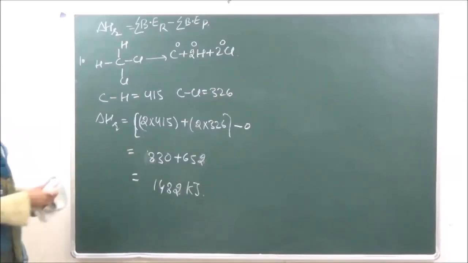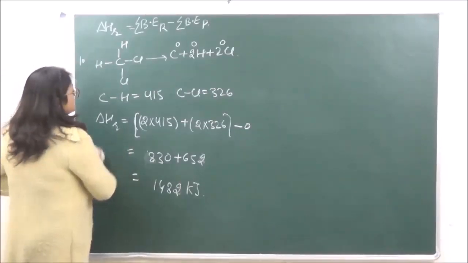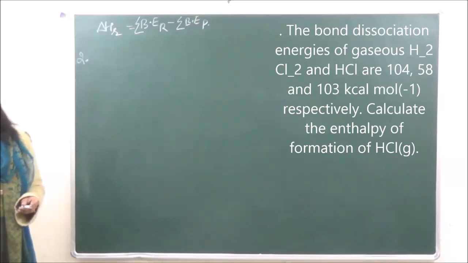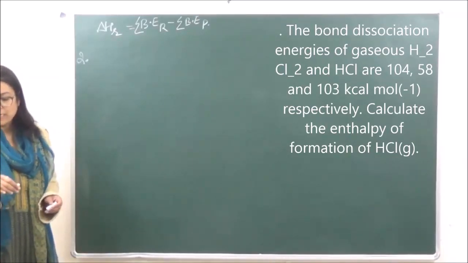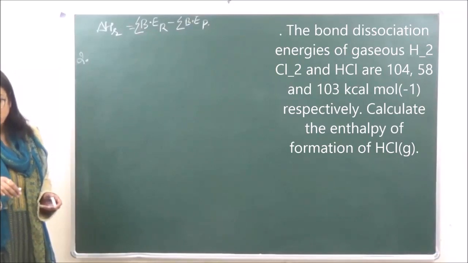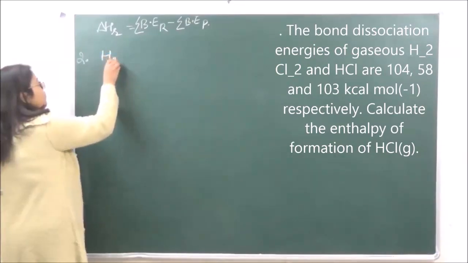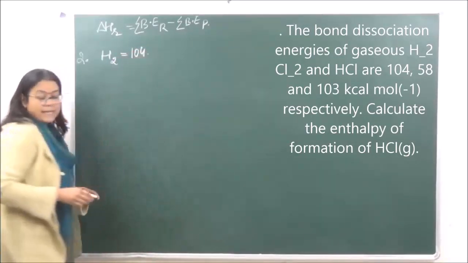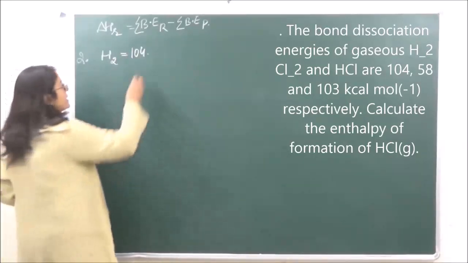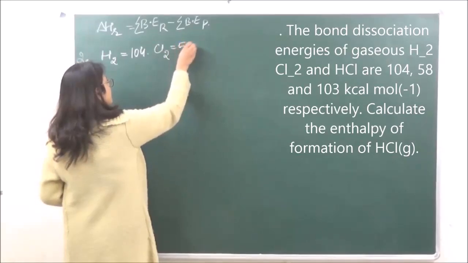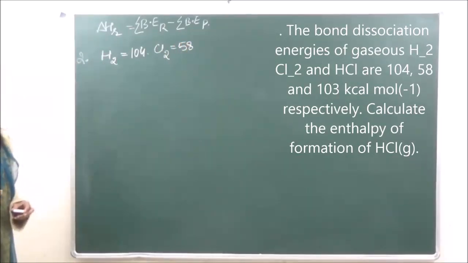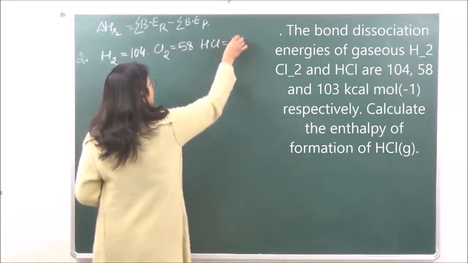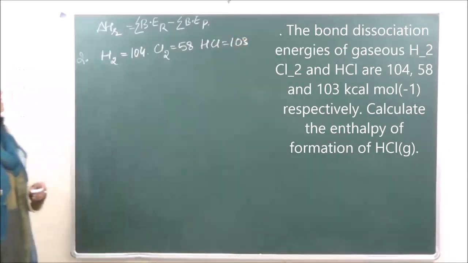So this is how, this is just a start, a very simple question. Let's start going to a little complicated ones. Second वाले question पे चलते हैं. So what is the second question over here? Second question हमको दिया है the bond dissociation energies of gaseous H2, Cl2 and HCl are 104. So H2 का कितना दिया हुआ है? Bond dissociation energy given to us that is equal to 104, right? That of Cl2 is given to us as 58 और फिर उसके बाद HCl का दिया है 103 किलो कैलोरीज पर मोल, right?